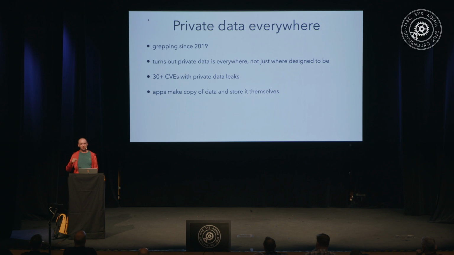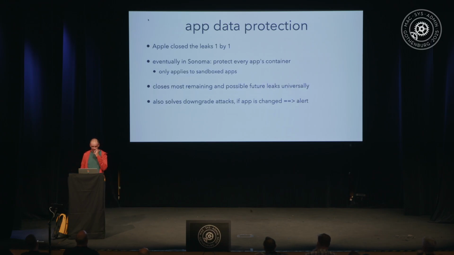So all these locations were either added to the TCC protected locations, or Apple said, okay, we will not make a copy of the data anymore, and we'll make some other changes. And eventually, I think in Sonoma, Apple said, okay, we will start protecting every single application container, which basically closes most of these leaks universally. Now, only containers are protected by default.